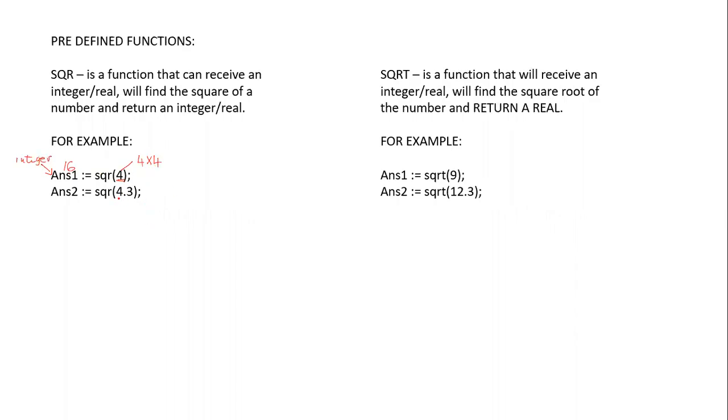In the second example, we're squaring a real number. By squaring a real number, the result will be real. Therefore, when declaring this variable, it will be declared of type real.